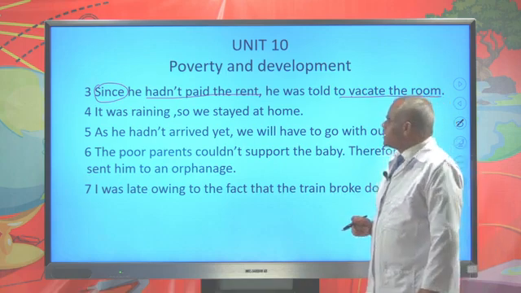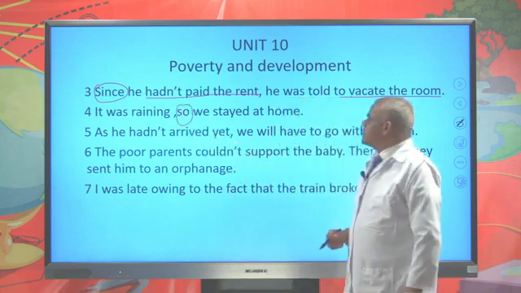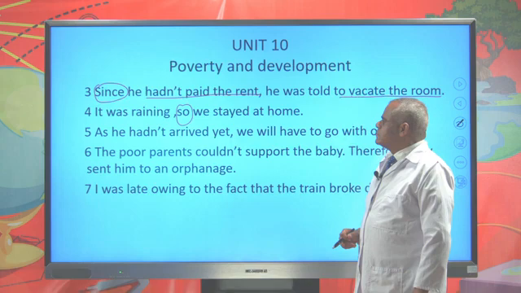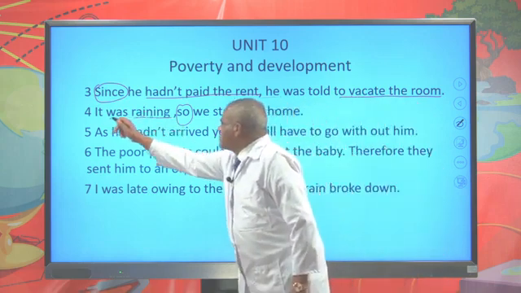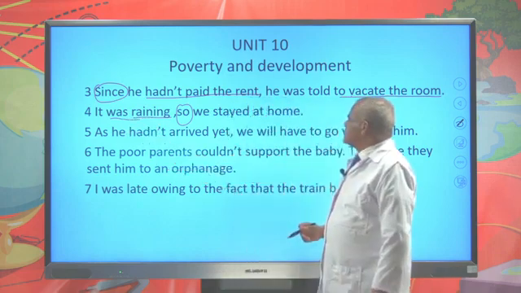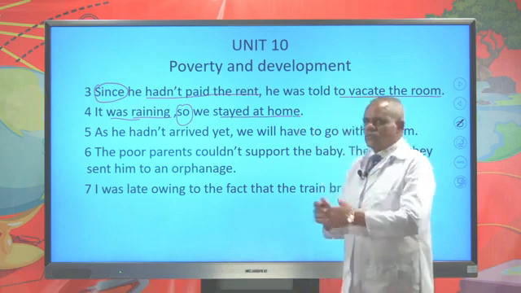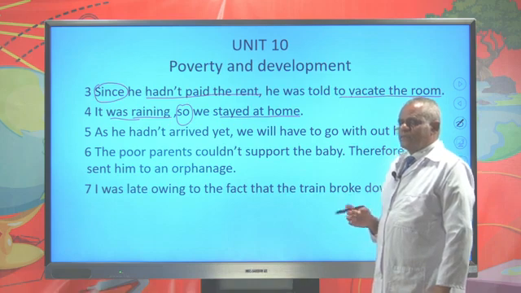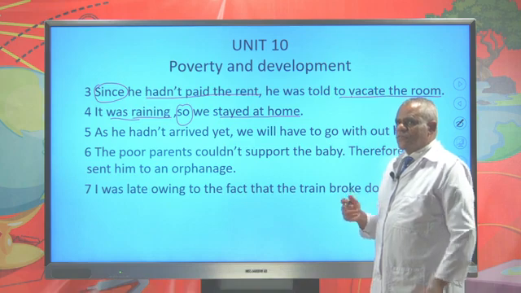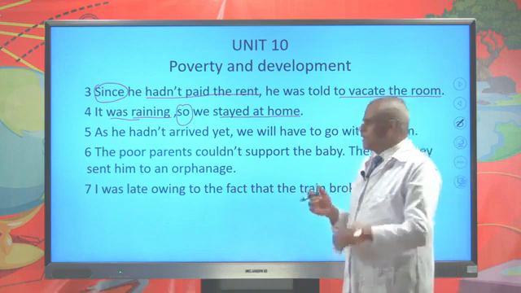Come again. It was raining, so we stayed at home. Look at this one. It was raining. We stayed at home. Which one is the cause? It was raining. It's a cause. And then the effect is that we stayed at home. Still, it's joined by "so". Don't forget that cause devices, at the same time, the devices which stand for joining results are also important to join cause and effect.